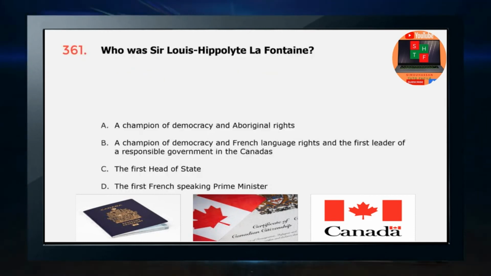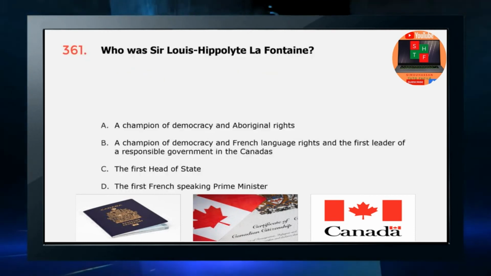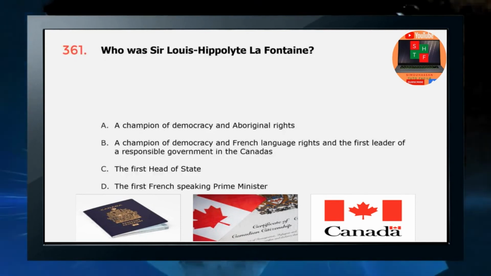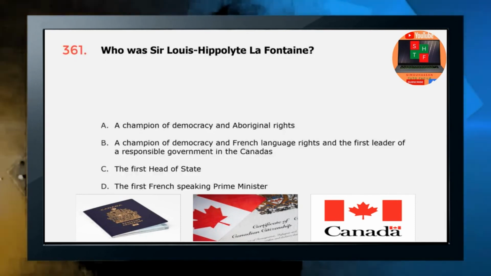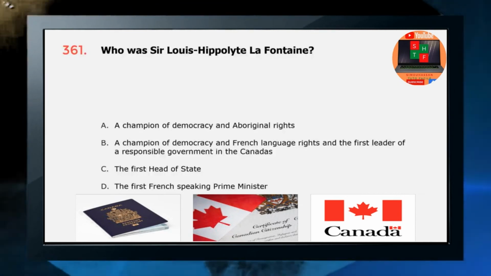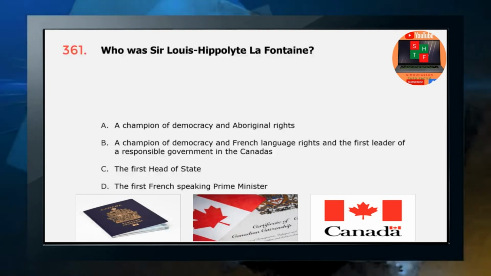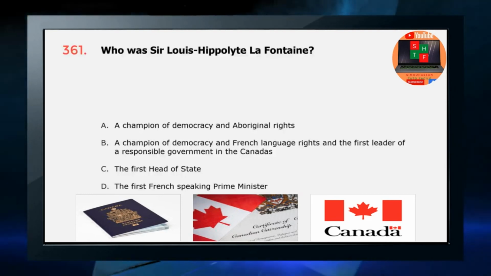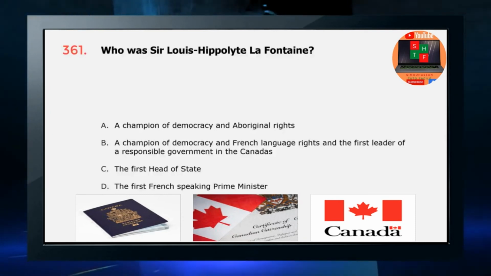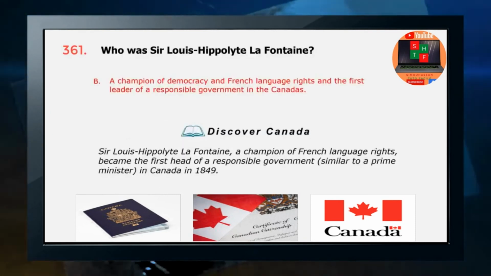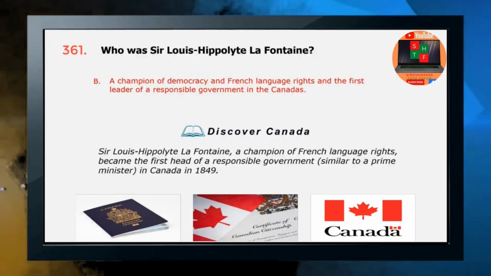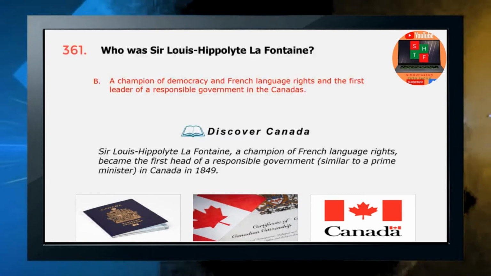Question 361. Who was Sir Louis-Hippolyte La Fontaine? A. A champion of democracy and Aboriginal rights. B. A champion of democracy and French language rights, and the first leader of a responsible government in the Canadas. C. The first head of state. D. The first French-speaking prime minister. The answer is B. A champion of democracy and French language rights, and the first leader of a responsible government in the Canadas.